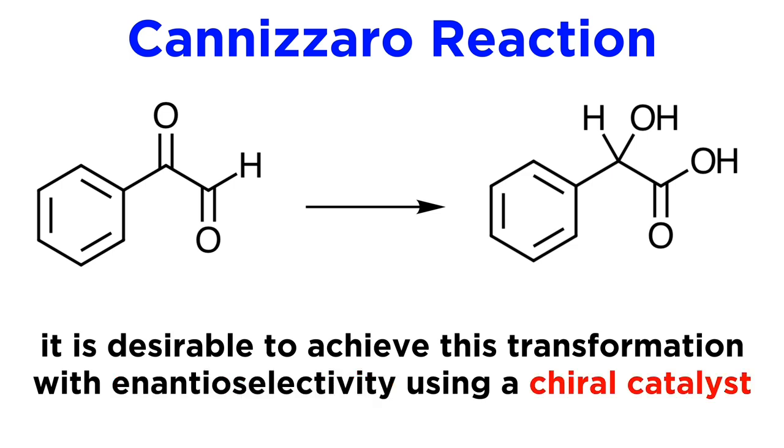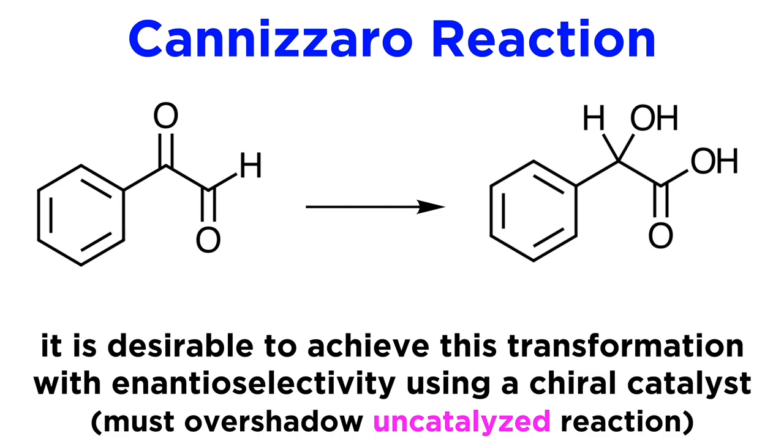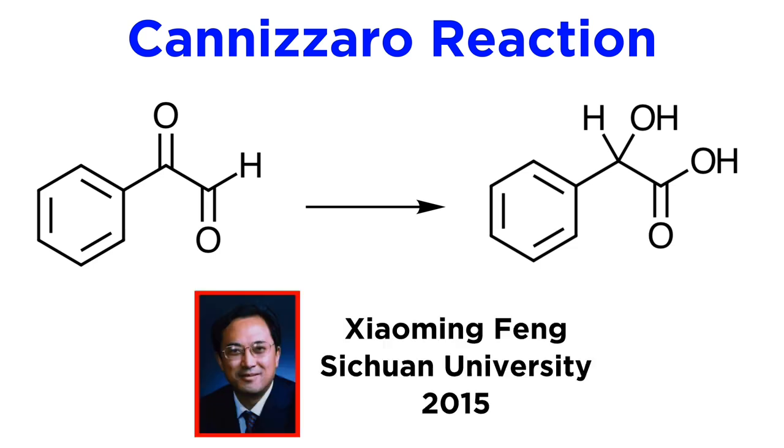To do this, one needs some kind of chiral template to guide the reaction, ideally a catalyst, so as to use only a tiny amount. Also, this catalyst must be very effective to overshadow the uncatalyzed reaction, which would lead to a racemate. This is also quite possible. To illustrate this transformation, we will highlight a study by Xiaoming Feng from Sichuan University in China, published in 2015.